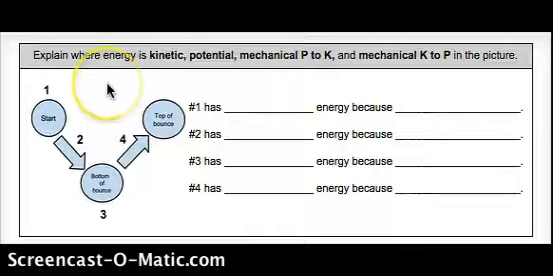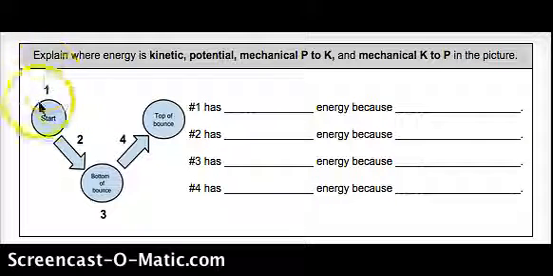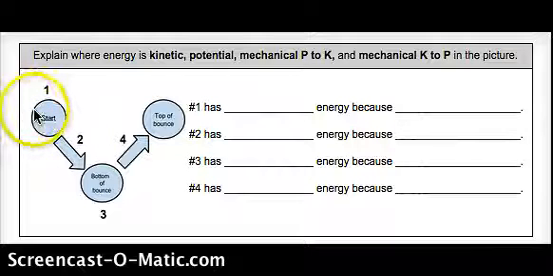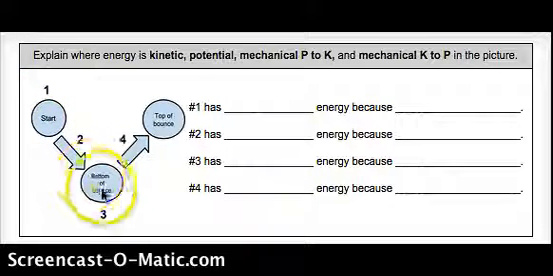The last part of your test says, explain where energy is kinetic, potential, mechanical, P to K, and mechanical, K to P in the picture. So you have 4 spots. 1, 2, 3, 4. Number 1, the ball is at the top, the starting position. It goes down at the bottom, and then it goes back up to the top.